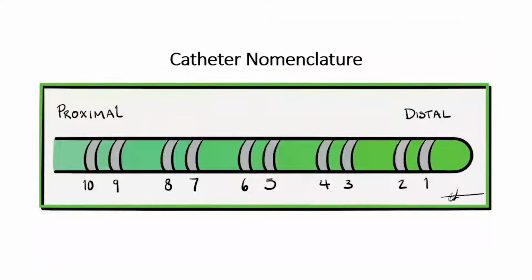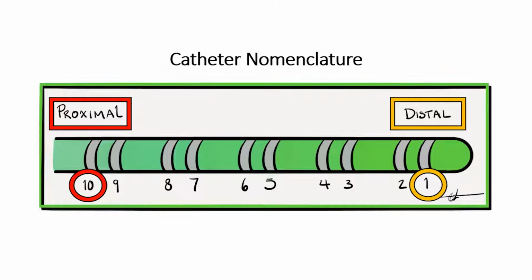Now let's go over catheter nomenclature. Whether your catheter has 2 electrodes or 20, the nomenclature is still the same. The distal-most electrode is always named electrode 1, and the proximal-most electrode starts to count up, in this case, electrode 10. Notice how they're grouped in pairs.